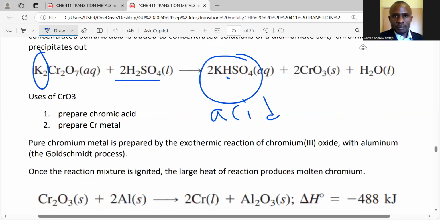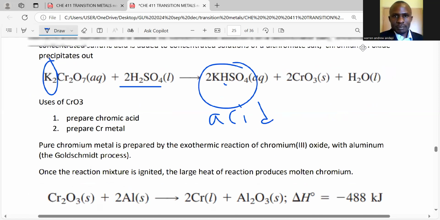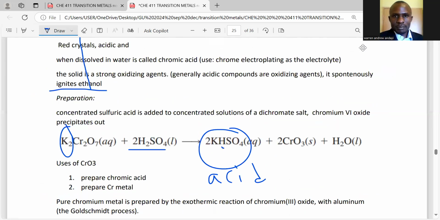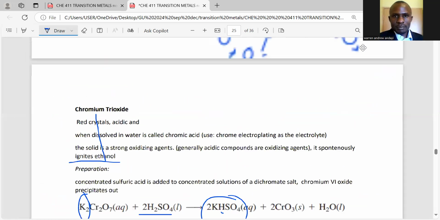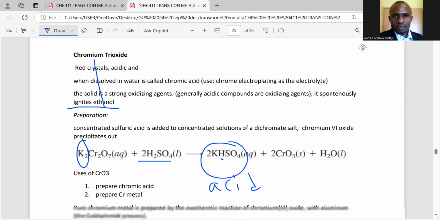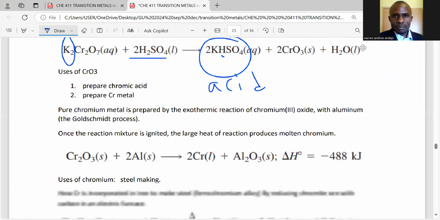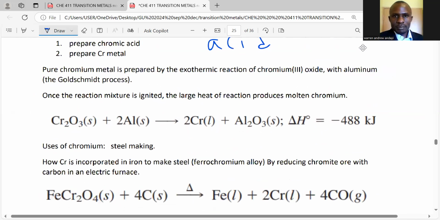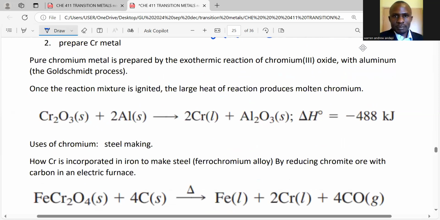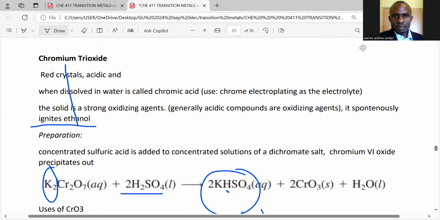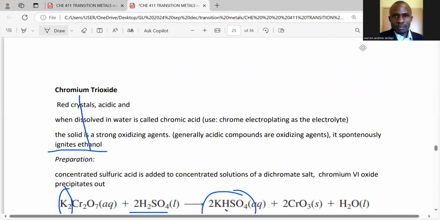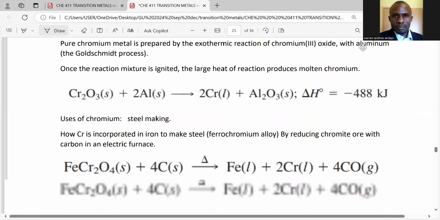Uses of chromium 6 oxide: preparing chromic acid, and preparation of chromium metal. So how is it used to prepare chromium metal? That is another story we need to look at. Chromium metal: how do you make chromium metal? Let's see. Before we go to the process of chromium metal, I'm giving you an assignment to find out how chromic acid is prepared. I think it's not in this note. So my assignment to you is to go find out how chromic acid is prepared using chromium trioxide.